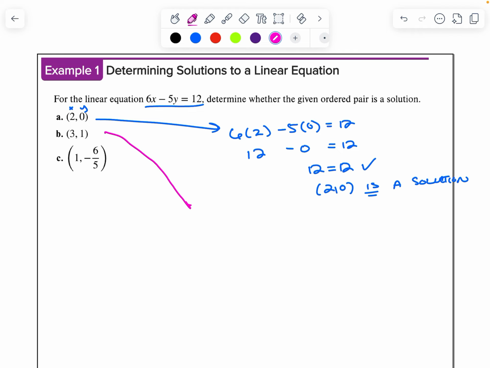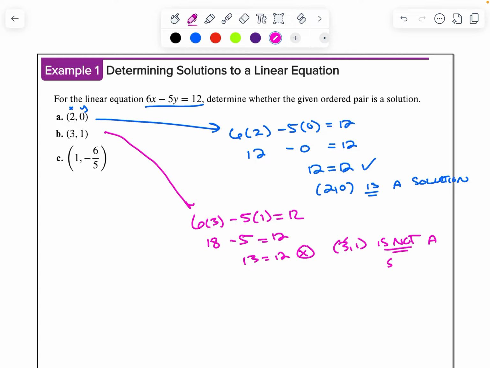Let's check this point 3, 1. 6x minus 5y equals 12. 6 times 3 is 18, minus 5 equals 12. I get 13 equals 12. That's not true. So that means that that point, 3, 1, is not a solution.